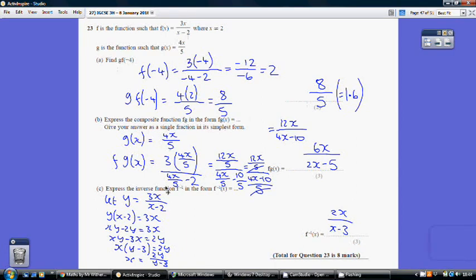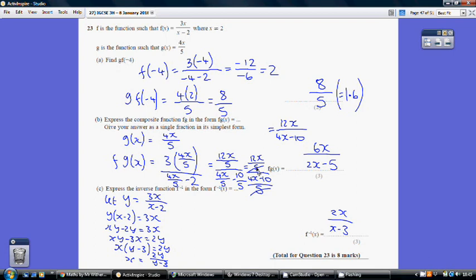So what have I done here? In the numerator I've just multiplied out. 3 lots of 4/5 is 12/5, so that's 12x over 5. And in the denominator, in order to take this away, I needed a common denominator, so I've turned the -2 into -10/5, and then subtracted the numerators, giving me 4x minus 10 all over 5.